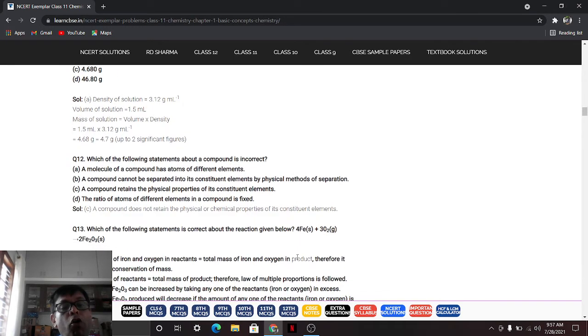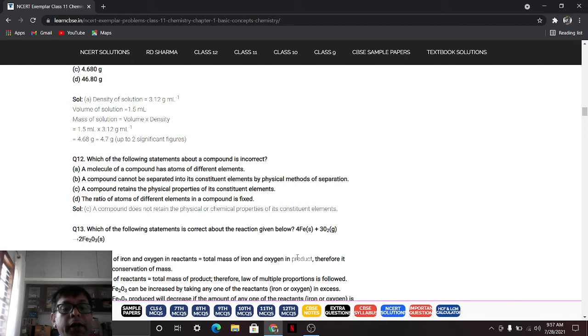Which statement about a compound is incorrect? ಯಾವುದು ತಪ್ಪು ಇದರಲ್ಲಿ ಅಂತ ಕೇಳಿದ್ದಾರೆ ಅವರು. A molecule of a compound has atoms of different elements. That is correct. CO2 ಅಂತ ಇದೆಯಪ್ಪ, ಅದೊಂದು ಮಾಲಿಕ್ಯೂಲ್. ಕಾರ್ಬನ್ 1, ಆಕ್ಸಿಜನ್ 2 ಅಂತ ಹೇಳ್ತೀವಲ್ಲ, ಅಂದ್ರೆ a molecule has atoms of different elements. That is also correct.